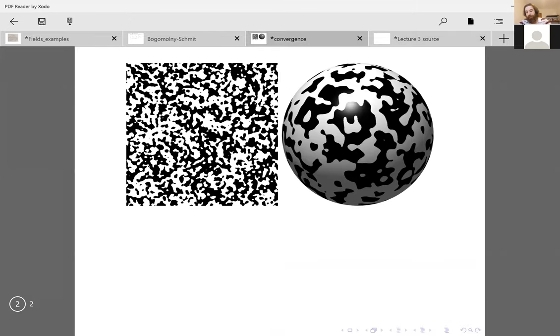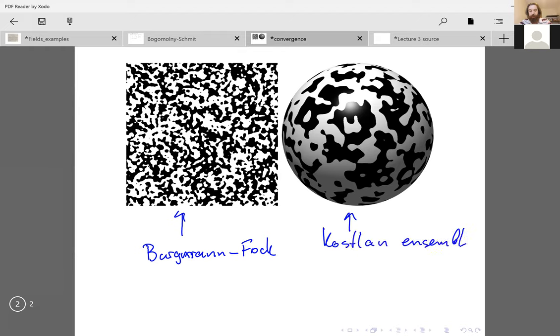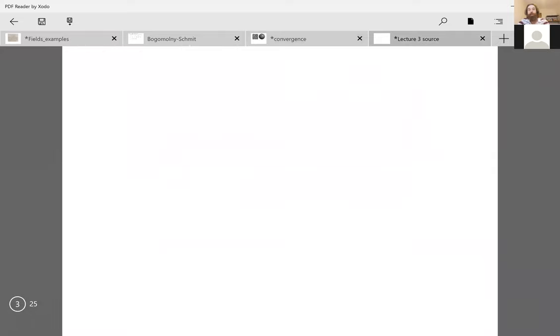And another example is this is Bargmann-Fock. And this is something which is called Kostlan. So the Kostlan ensemble is a canonical model for real projective varieties. So what's going on here is, again, we look at homogeneous polynomials of degree n, and we restrict them to the sphere. To be more precise, we should restrict to the projective sphere, but I prefer to work with the usual sphere, but of course there is some symmetry.